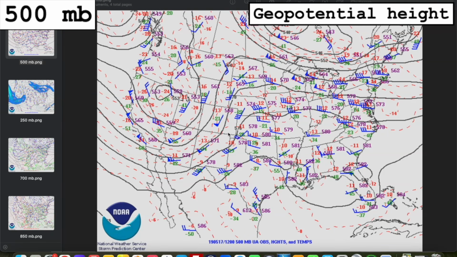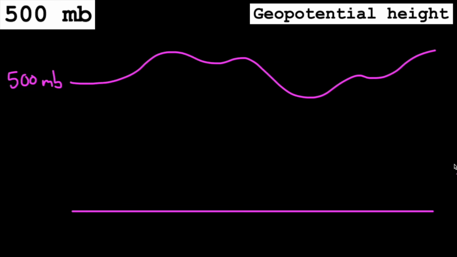So we have to use a variable called geopotential height. Geopotential height is the height of a constant pressure surface above mean sea level.